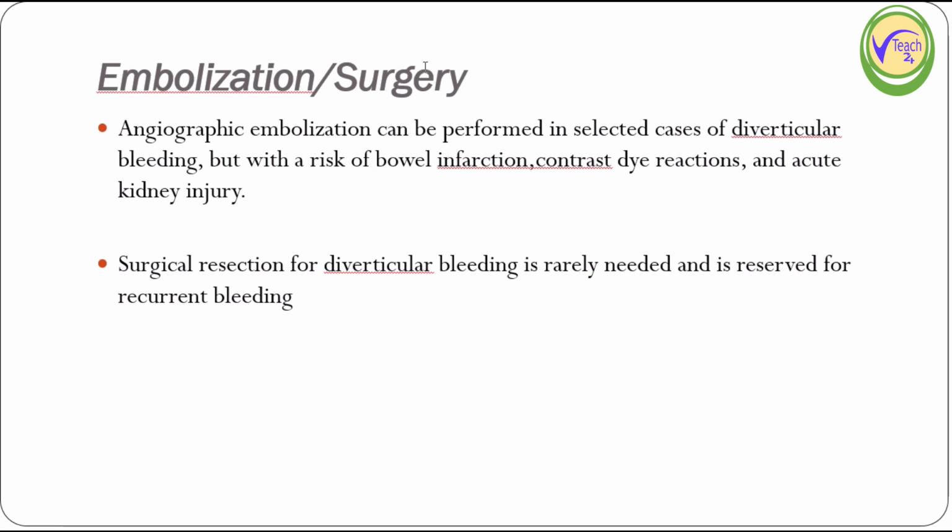Embolization and or surgery. Angiographic embolization, as we have discussed earlier regarding the different causes and how we can use it, can be performed in selected cases of diverticular bleeding, but with the risk of bowel infarction, contrast dye reaction, and acute kidney injury. Surgical resection for diverticular bleeding is rarely needed and is reserved for recurrent bleeding. If multiple bleedings are happening, then we can think of that.